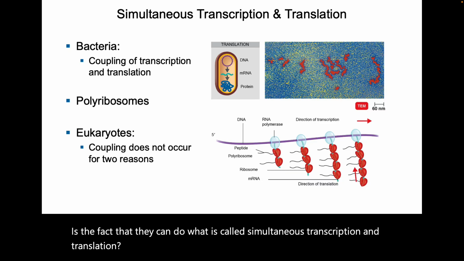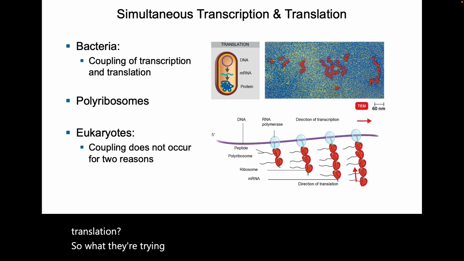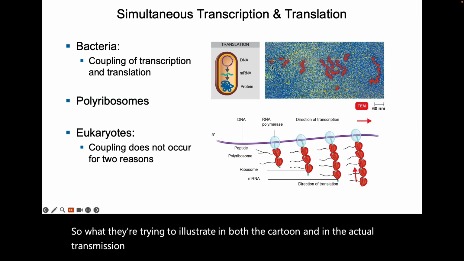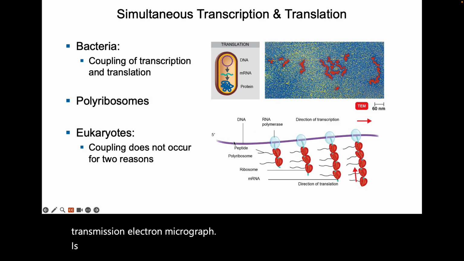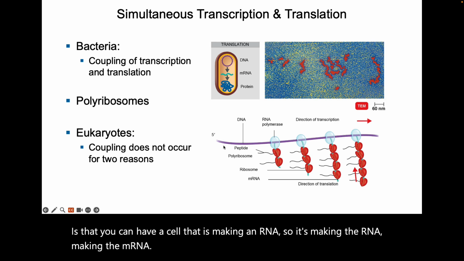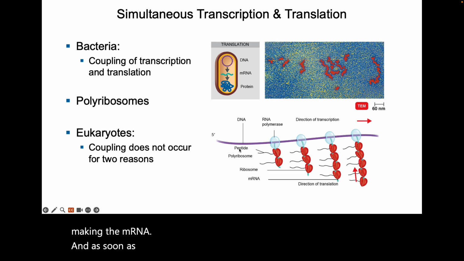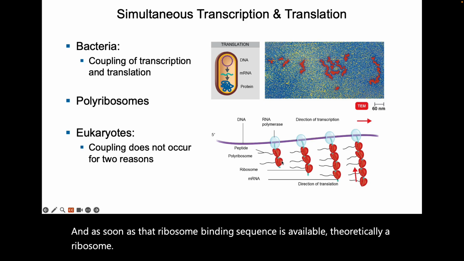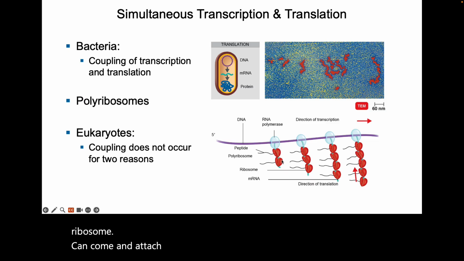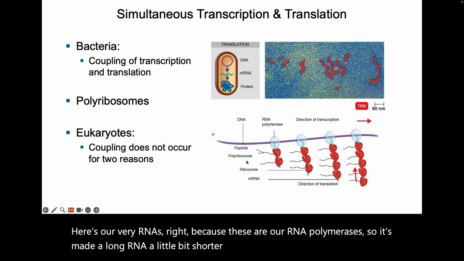So what they're trying to illustrate in both the cartoon and in the actual transmission electron micrograph is that you can have a cell that is making an RNA, making the mRNA, and as soon as that ribosome binding sequence is available, theoretically a ribosome can come and attach and start translating the RNA into a protein. So here's our DNA template. Here's our various RNAs, right? Because these are our RNA polymerases. So it's made a long RNA, a little bit shorter, pretty short because it's just started.